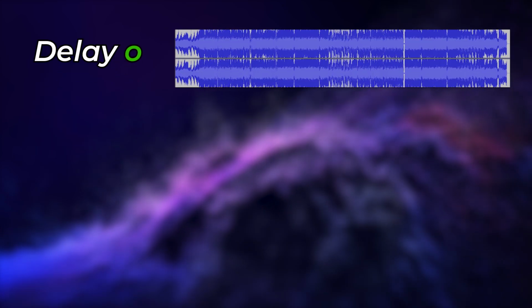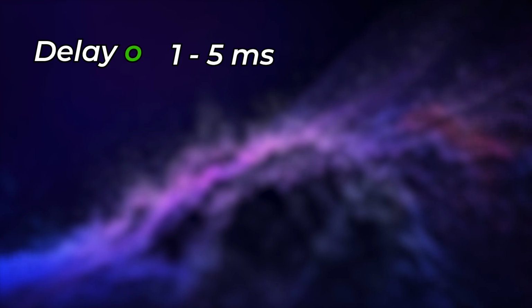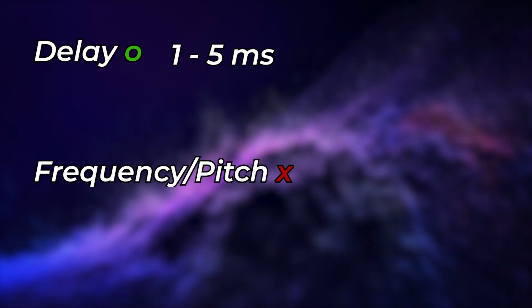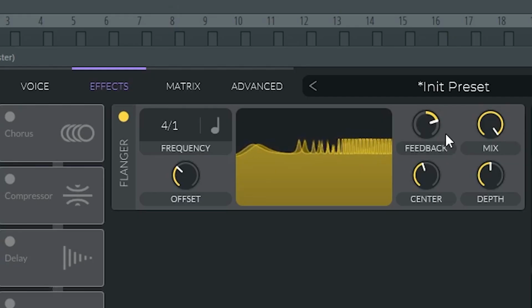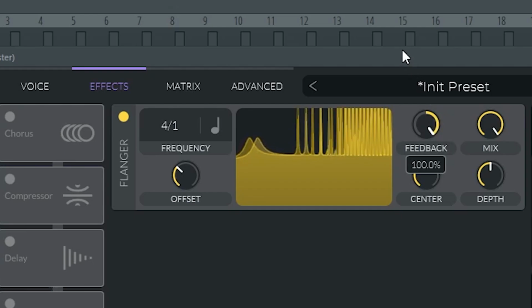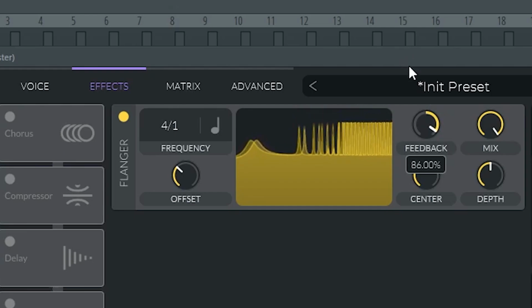This is because, like the chorus, modulation takes place, where the second signal's delay is modulated, again in a specific range, but unlike chorus, not its frequency. The output is also usually fed back into the input, which produces a resonance effect to further enhance the feel of the flanger.